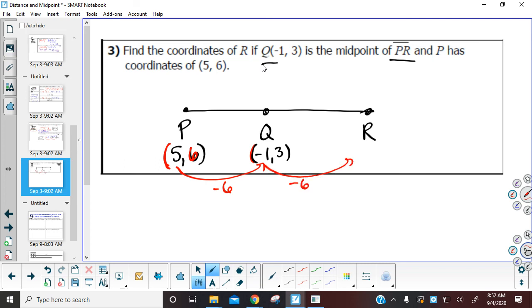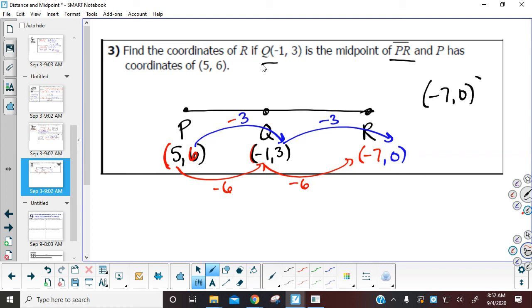So -1 minus 6 is -7. To go from 6 to 3, we subtract 3, and then we're going to do it again. So 3 minus 3 is 0. So our ordered pair is -7, 0.